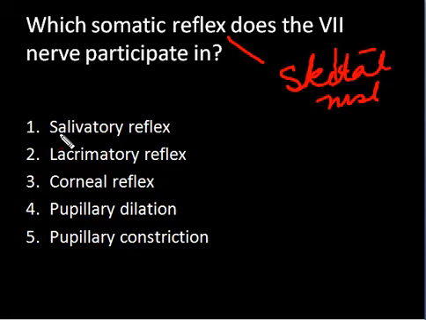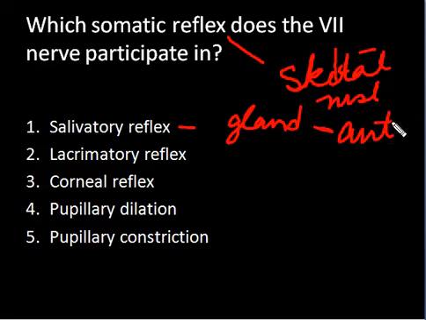So we have the salivatory reflex, which means salivation from the salivary gland. So this is a gland. Glands always are autonomic reflexes. So this is autonomic reflexes. Lacrimatory reflex again is through the lacrimal gland. So again, it's autonomic.